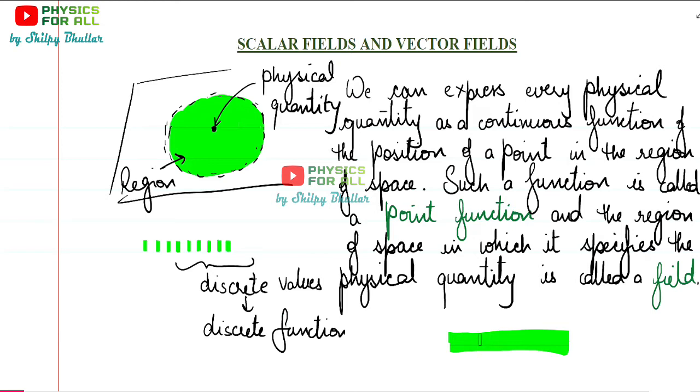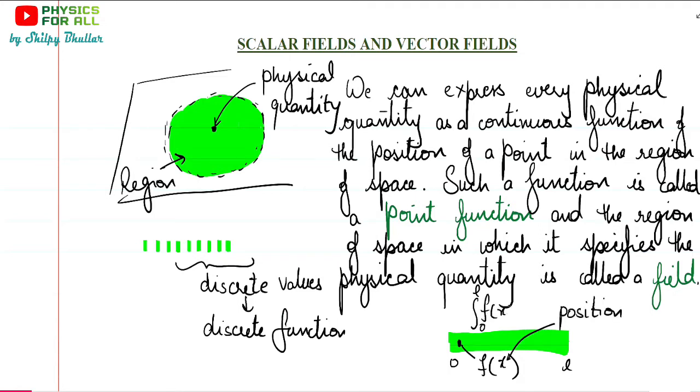And to express it, I need a continuous function. Continuous function of what? Of position of a point. Obviously, I would consider some point, let me consider this particular point, and then I will simply integrate it over the entire region. Suppose this is the length 0 to L. So I will integrate this function. Suppose this is f of x, where this x is the position. So I will simply integrate it over the entire length.